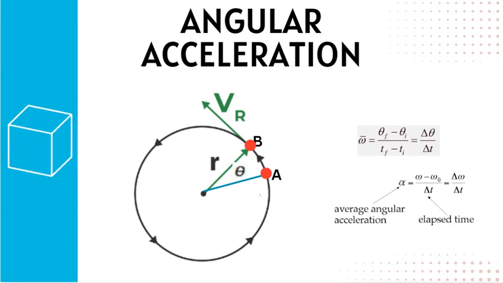On similar lines, if the angular velocity at position A is omega 1 and at position B is omega 2 in a short interval of time delta t, the rate of angular velocity with respect to time is (omega 2 minus omega 1) divided by delta t, which is equal to delta omega divided by delta t. The rate of change of angular velocity is called angular acceleration and it is denoted as alpha.